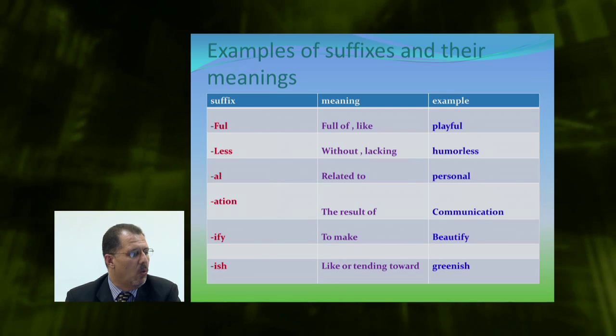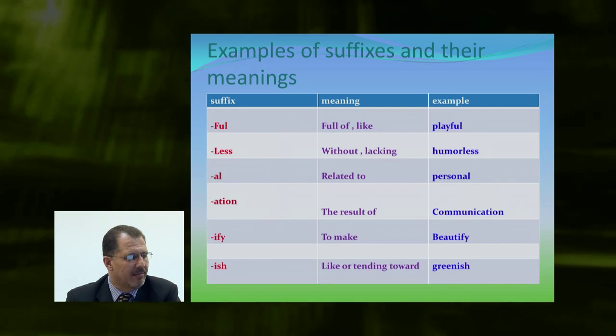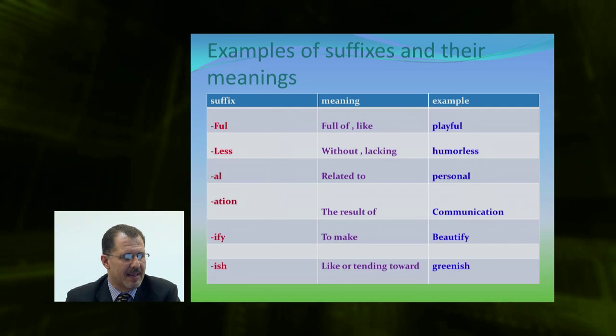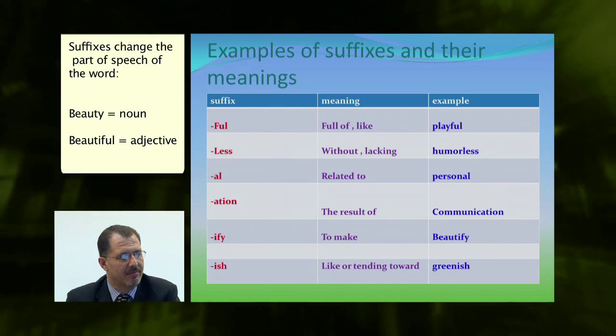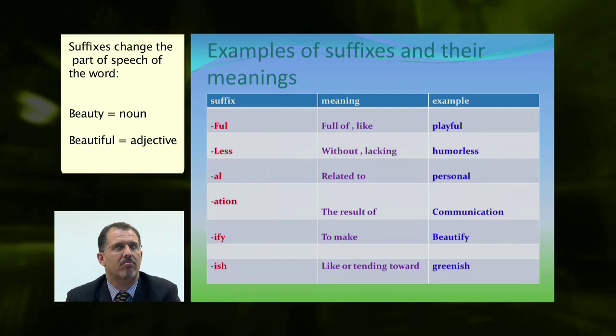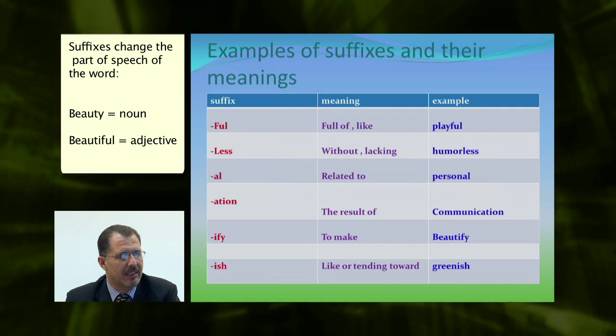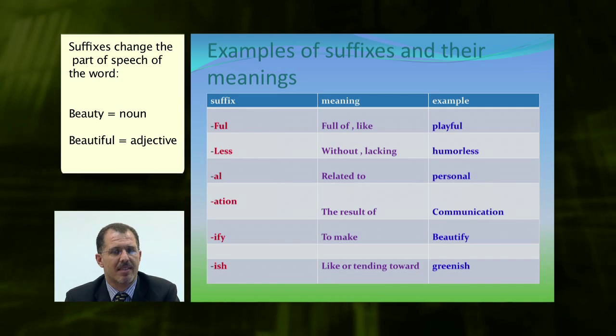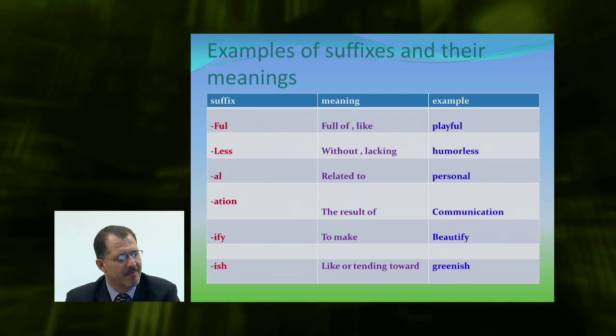Now, what about the third one? A-L. What does the suffix mean? It means related to. What about the example? Personal. Other examples like chemical, industrial, natural. We have many words that end with this suffix.